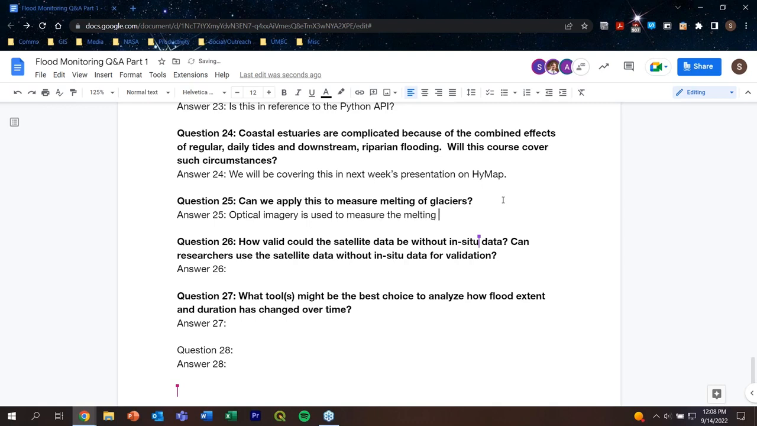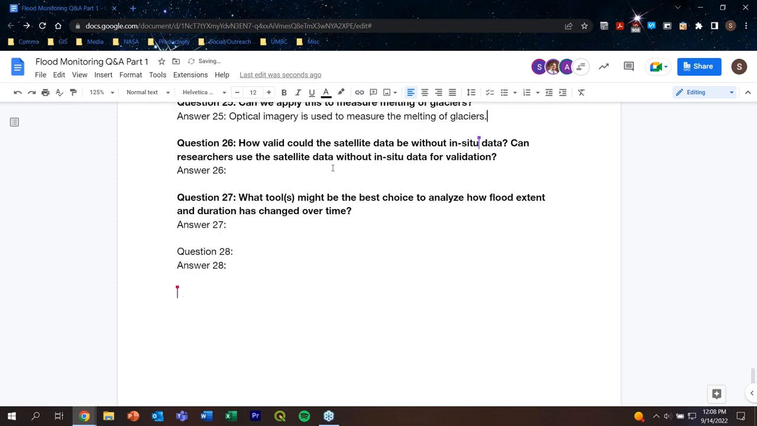Question 26 is, how valid could the satellite data be without in situ data? Can researchers use the satellite data without in situ data for validation? No, in situ data are important for validation.